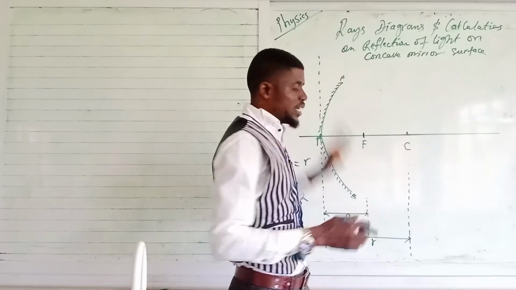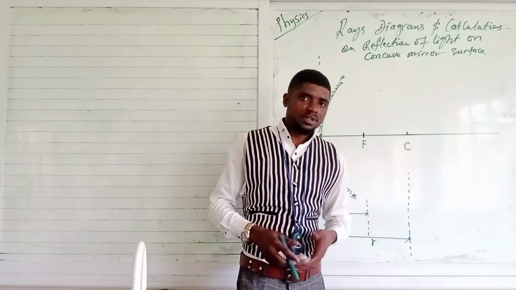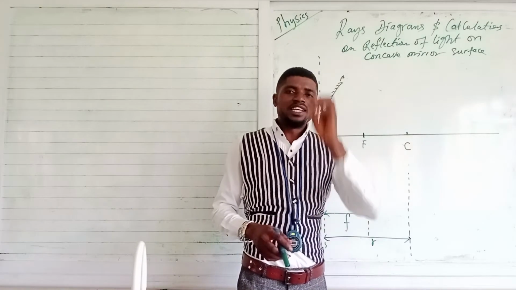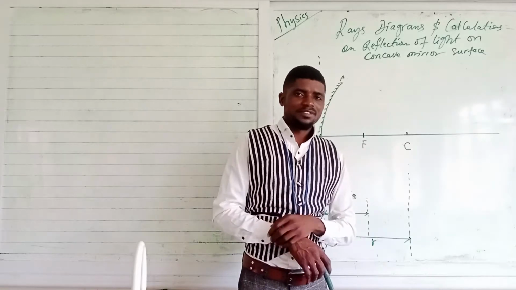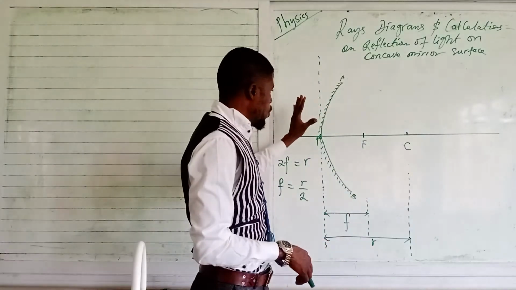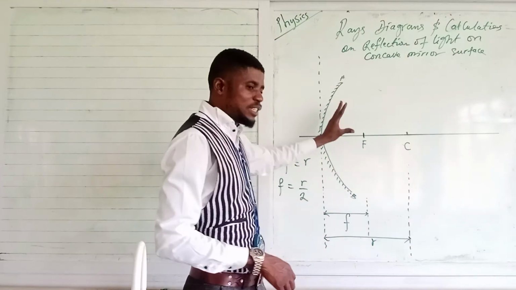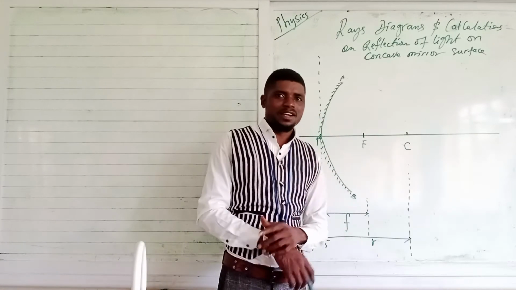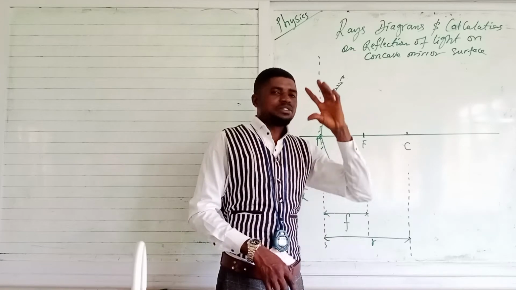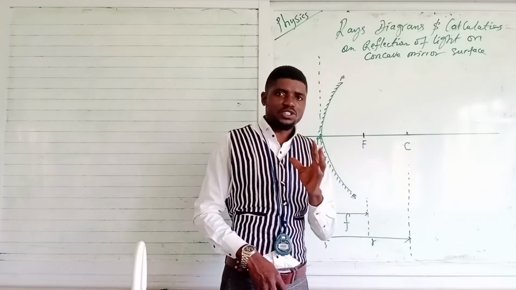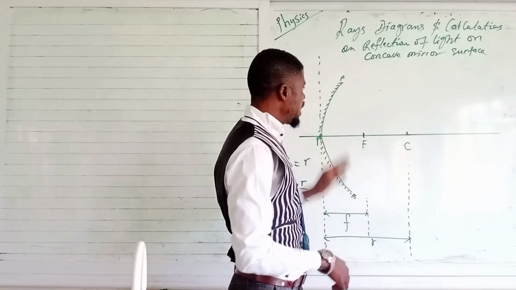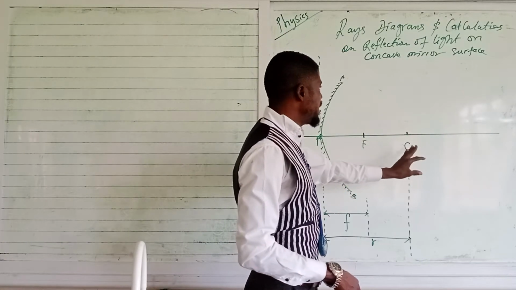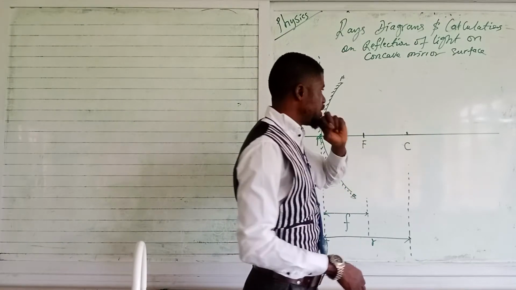The reason why I'm taking time to explain this geometry is that you don't need to cram this thing. Just get hold of the geometry. This is the heartbeat of the topic. Once you get hold of this, you can draw any ray diagram, and then you can state any characteristics of the image formed. So today, we are going to place our object at C.